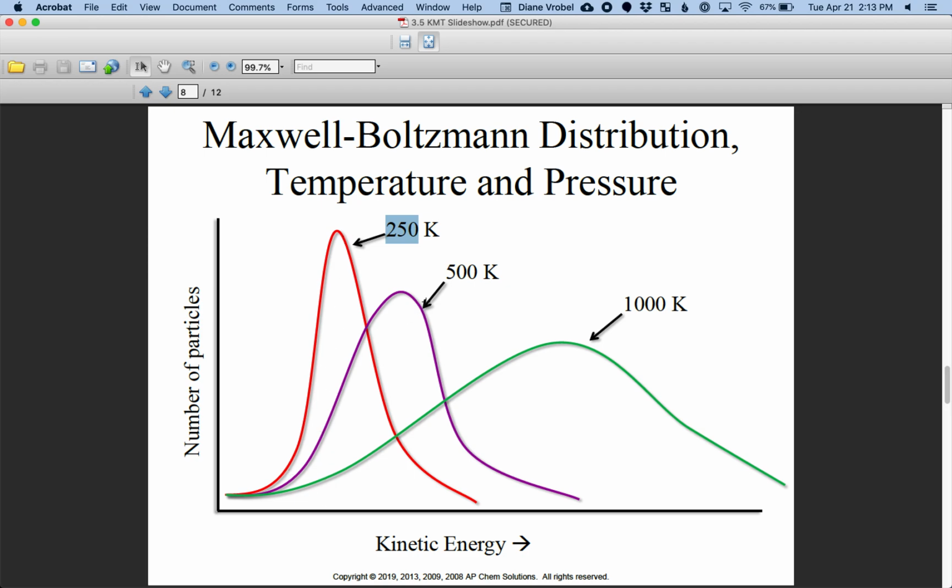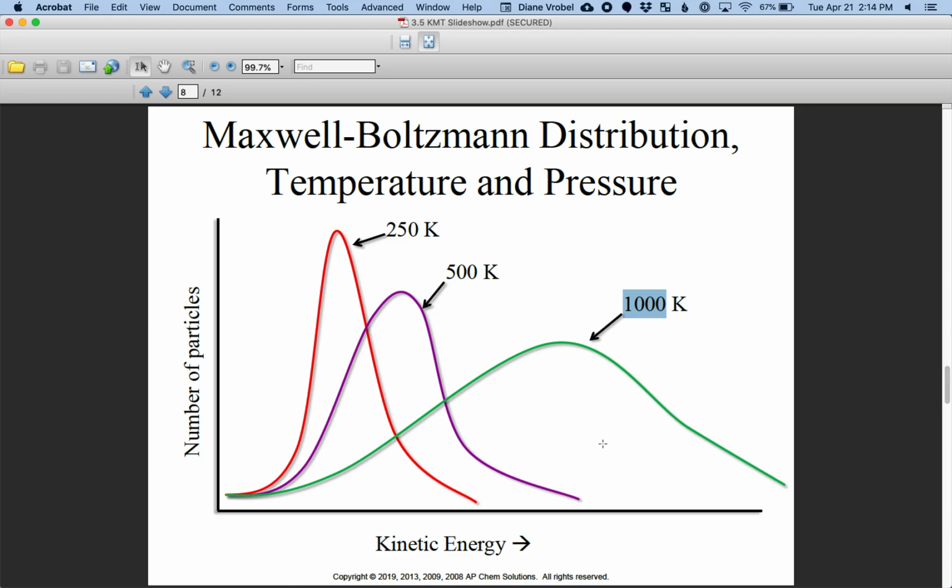And notice with the next curve, as you go up in temperature, we see a widening of the curve. So we have a different spread of particles as we see that temperature changing. And then obviously, if you have an even higher temperature, we have a spreading out of the different types of temperatures for that set of particles.